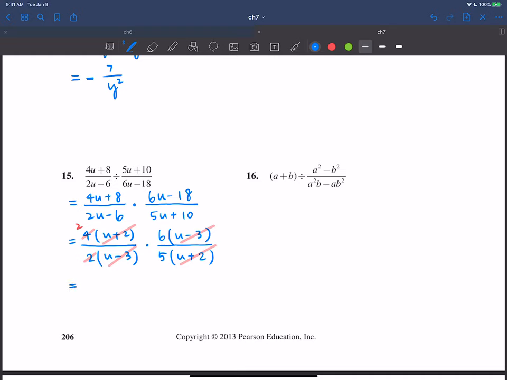On the top, we have 2 and 6 left. 2 times 6, that's 12. Over, on the bottom, we only have a 5 left. So 12 over 5 is your final answer to number 15.